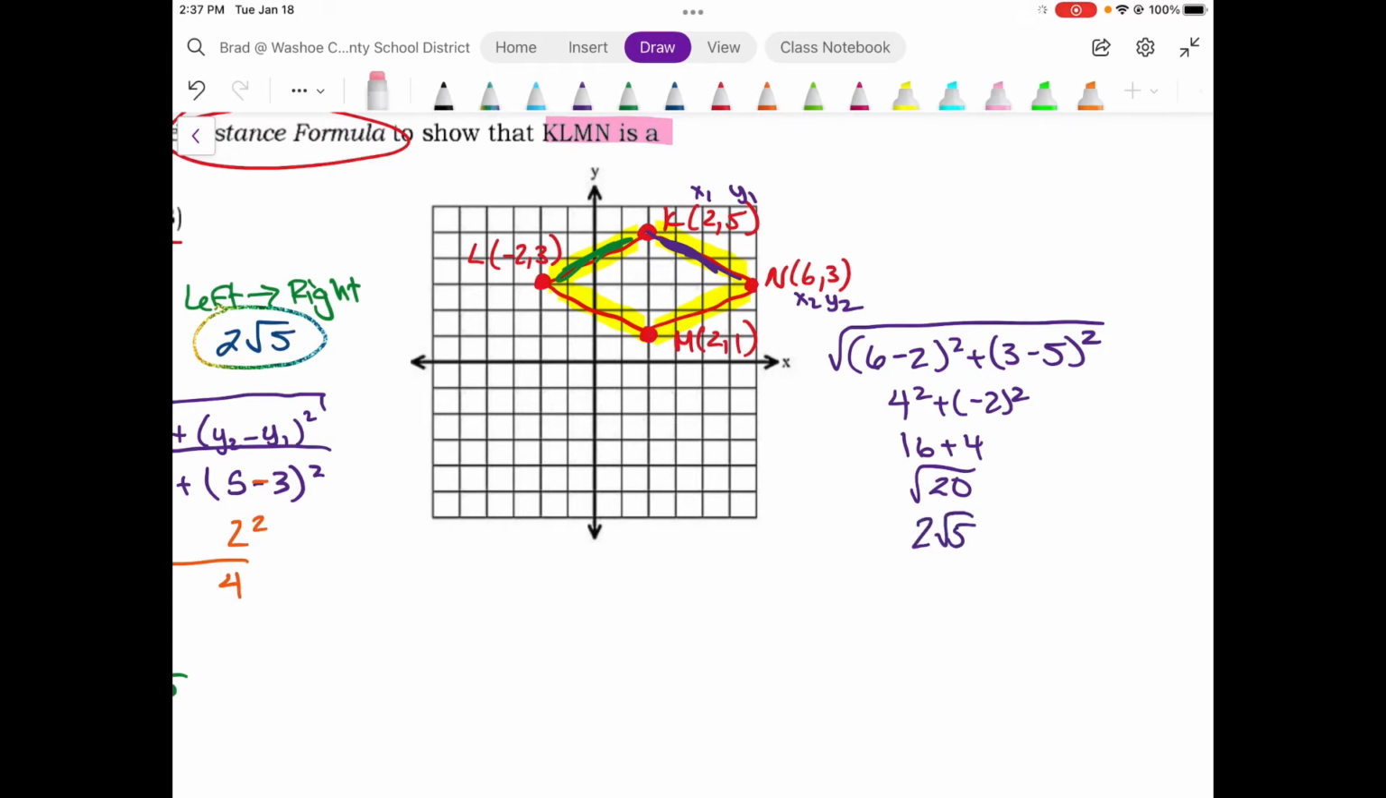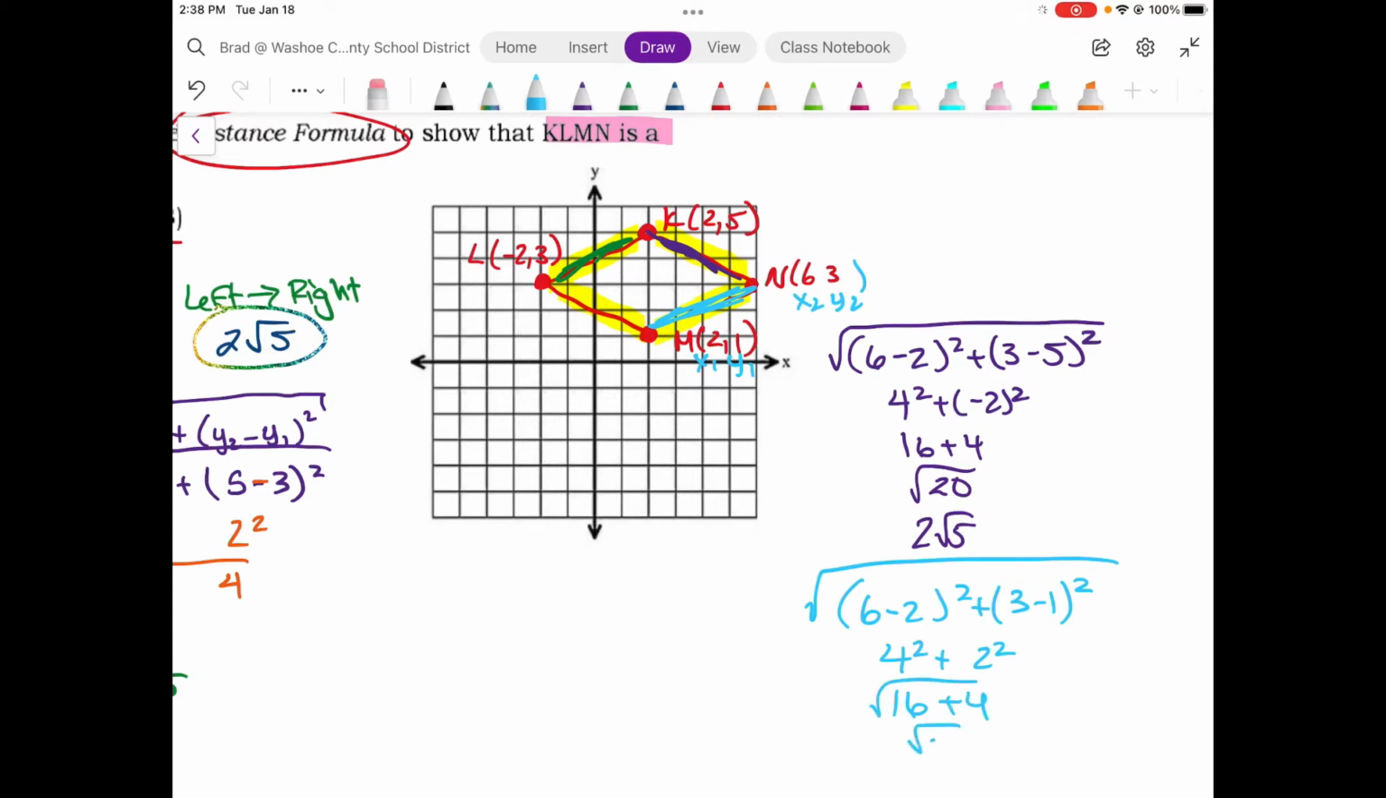Alrighty, so I'll erase my points here. So now we're going to go ahead and prove this one right here. So x1, y1, x2, y2. So this is going to be 6 minus 2 squared plus 3 minus 1 squared. So 4 squared plus 2 squared is going to be 16 plus 4, which is root 20. And again, that's 2 root 5. We've already done that. So last but not least, we have this one, LM.